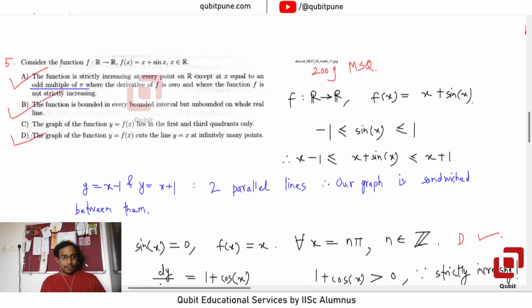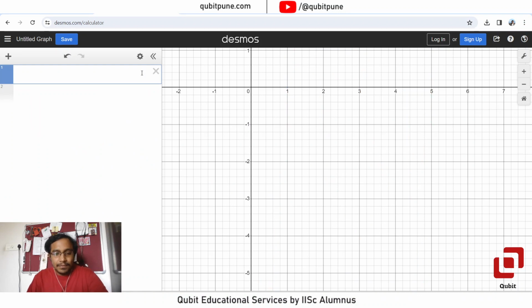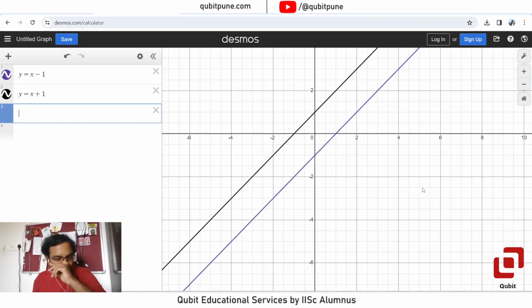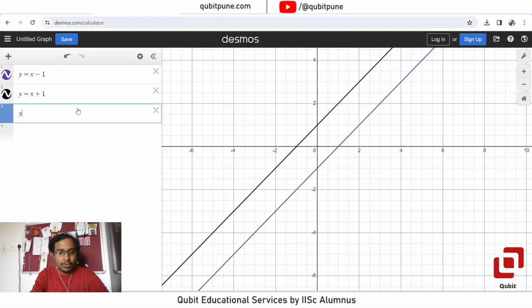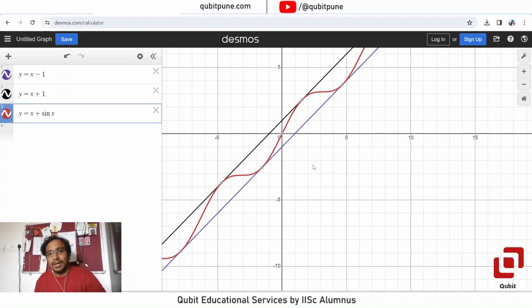For question 5, all options A, B, C and D are correct. Any doubt? Shall I explain it again? No doubt, sir. Let's check it here. First, the two lines x minus 1 and x plus 1. Our graph will be sandwiched between the two. That's true, and you can see that it's clearly in the third quadrant and first.